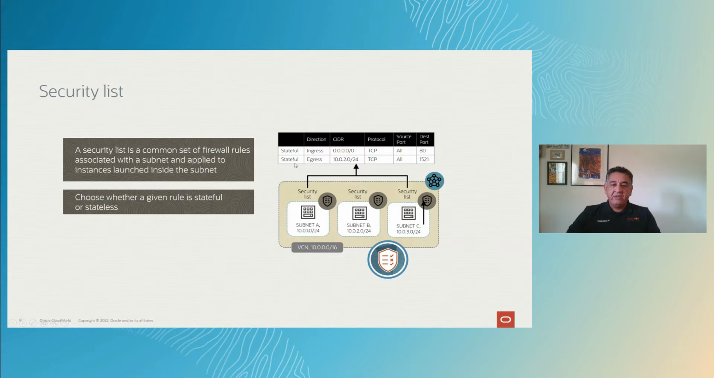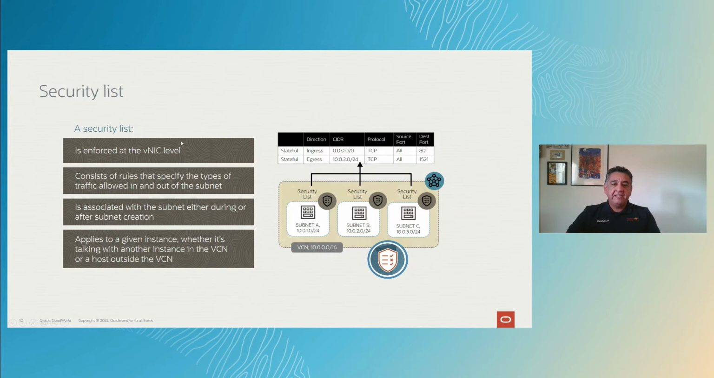You can have an empty default security list if you wish to do that. Here you can see that we have stateful. We also have stateless, but we'll get into that in greater detail shortly. Before that, let's see the details. You can enforce the security list on a VNIC level. It consists of rules that specify the traffic allowed in and out of the subnet. So it works both ways: traffic coming in from outside of the virtual cloud network, and your compute instances generating traffic going outside of the virtual cloud network.